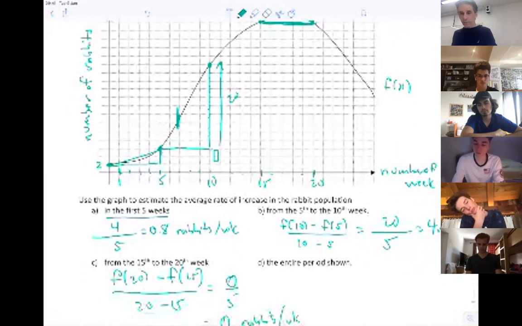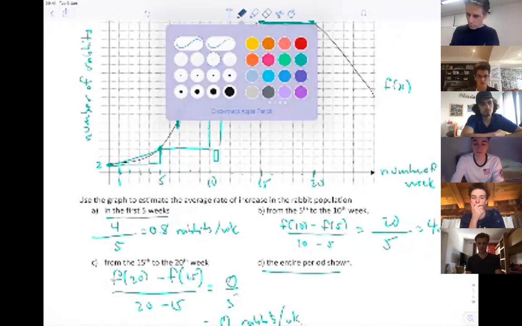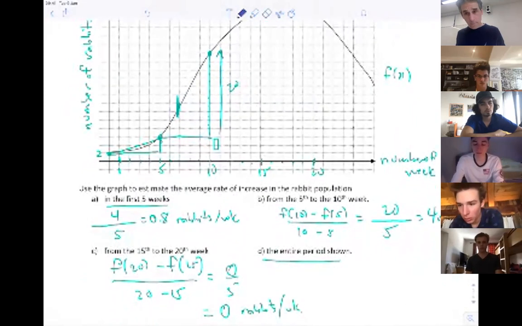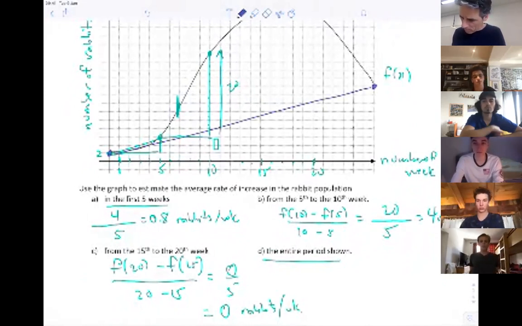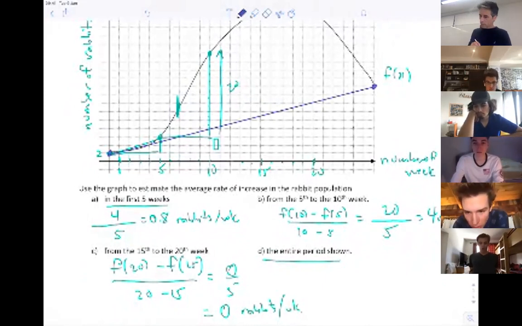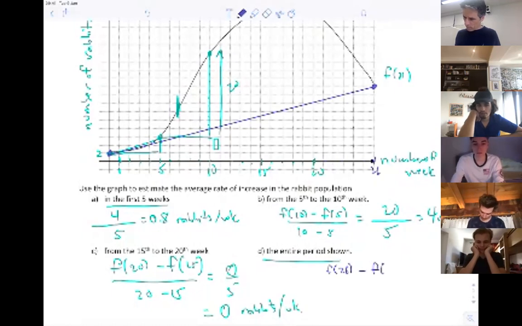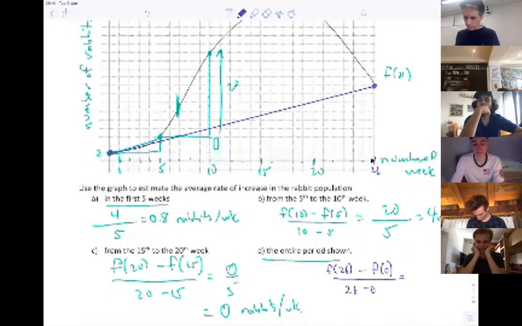In fact, what if someone said to you, why don't you find the average rate of change over the entire period? Now what would we be looking for? Just the start and the end. So we would go, okay, let's see, that's 21, 22, 23, 24, 25. It ends at 26. So we'd be looking at f(26) minus f(0) over 26 minus 0.